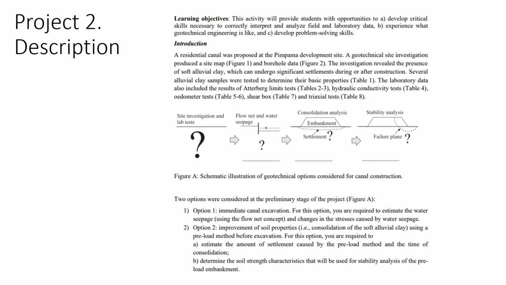This is the description. I would like to build a canal, and there are two options to do that. In the first option, we're going to construct it immediately, so we will start with immediate excavation, something like this. For the second option, we are going to improve the properties of the soil before the construction, because this construction will take place on very soft material, a soft foundation.